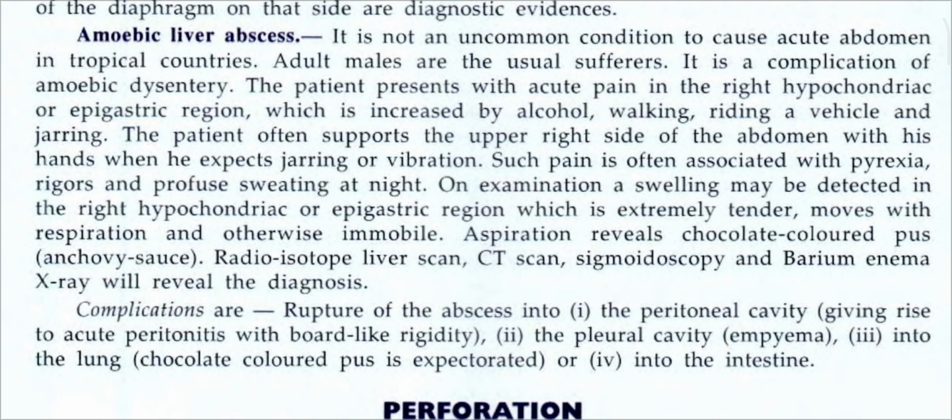Such pain is often associated with pyrexia, rigors, and profuse sweating at night. On examination, a swelling may be detected in the right hypochondriac or epigastric region, which is extremely tender, moves with respiration, and is otherwise immobile. Aspiration reveals chocolate-colored pus, anchovy sauce. Radioisotope liver scan, CT scan, sigmoidoscopy, and barium X-ray will reveal the diagnosis.